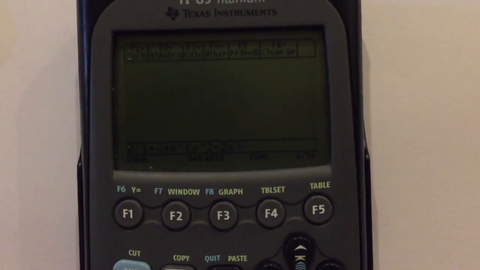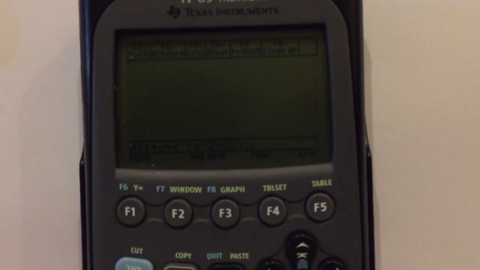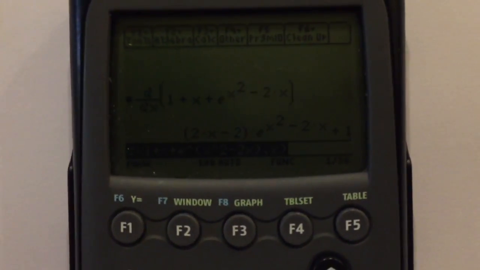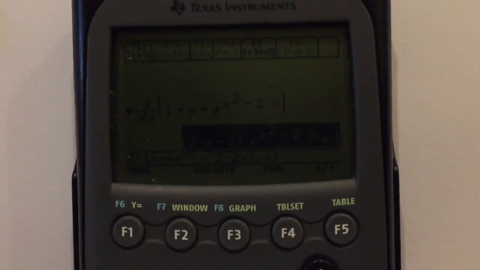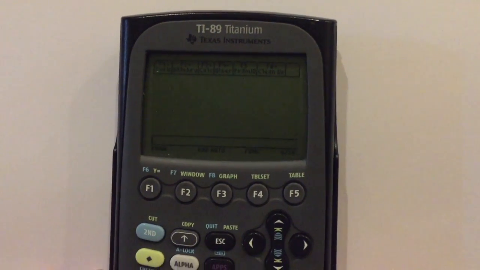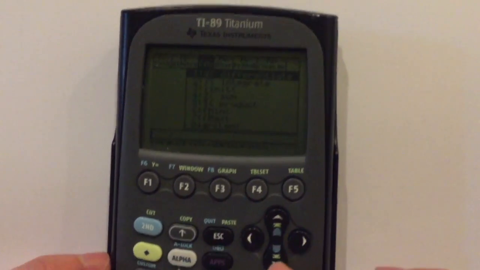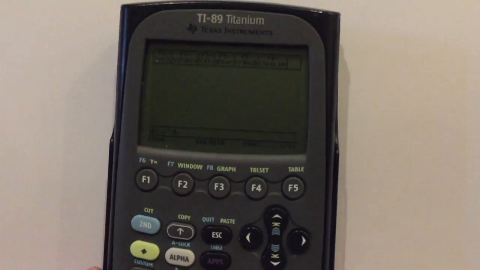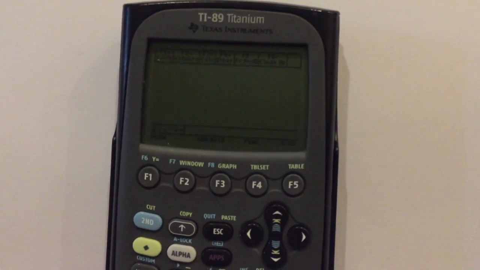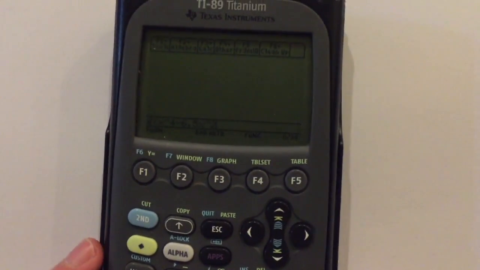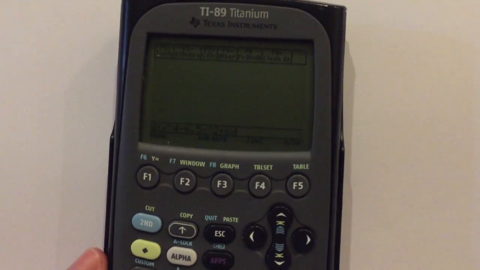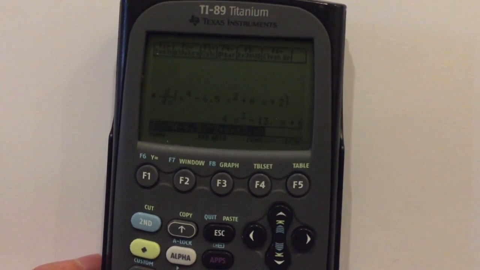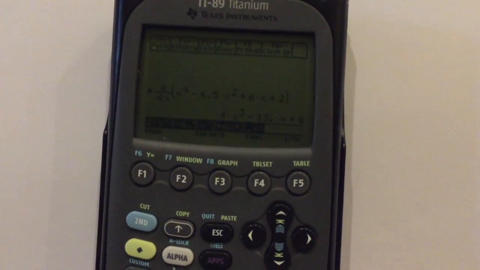And then you have to remember to do comma x because you want to know what variable you're using, and that is your derivative. So now we want to find the derivative of g of x, so differentiate, and g of x is x to the 4 minus 6.5x squared plus 6x plus 2 comma x. And there we have our derivative.